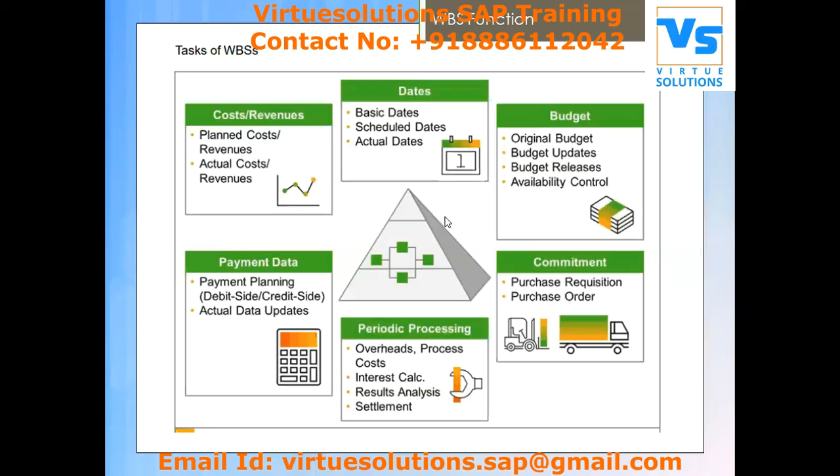So these are the basic high levels of WBS functionalities. We can do the schedulings. We can do the cost plannings as well as the revenue plannings. We can do the budget plannings. Then we can do the payments plannings. We can do the commitments, like PRs and POs can be created against those WBSs automatically.